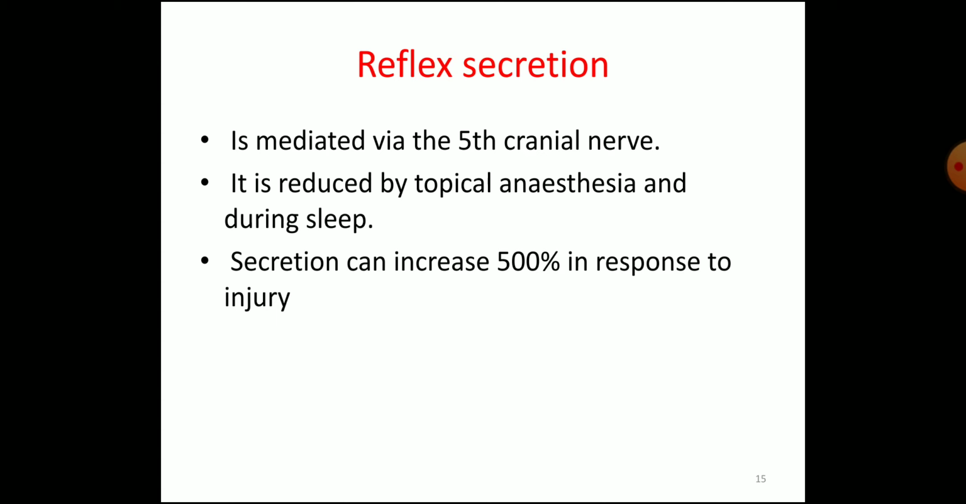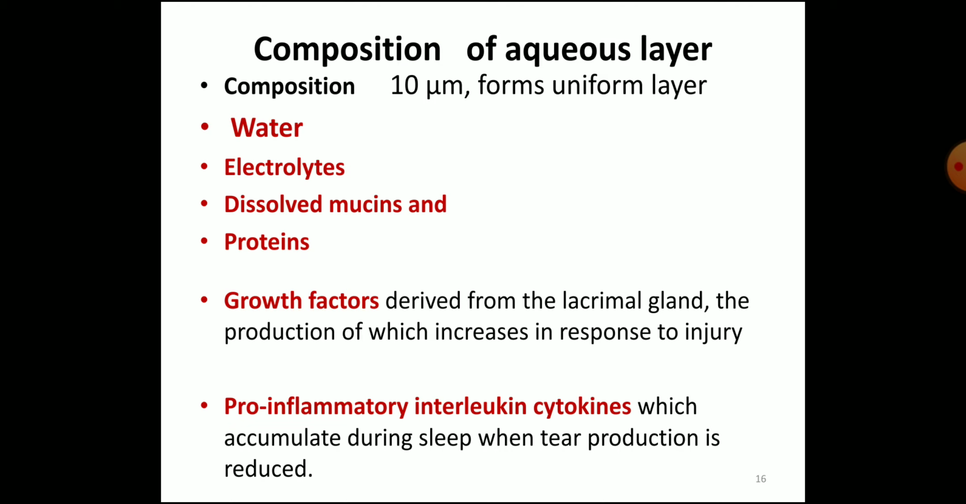Secretion can be increased 500% in response to injury. So whenever there is an injury to the eye, suddenly there will be overproduction of tears, around 500%. Now, what is the composition of the aqueous layer?